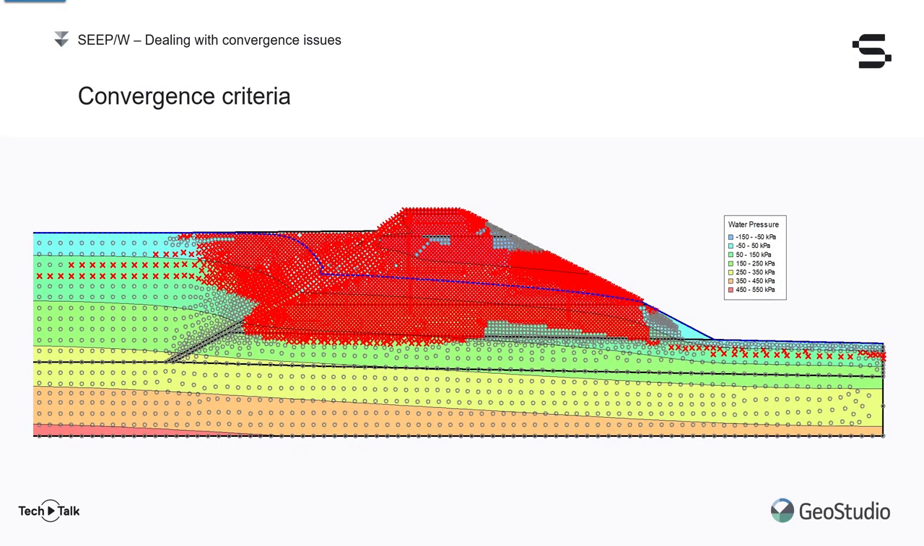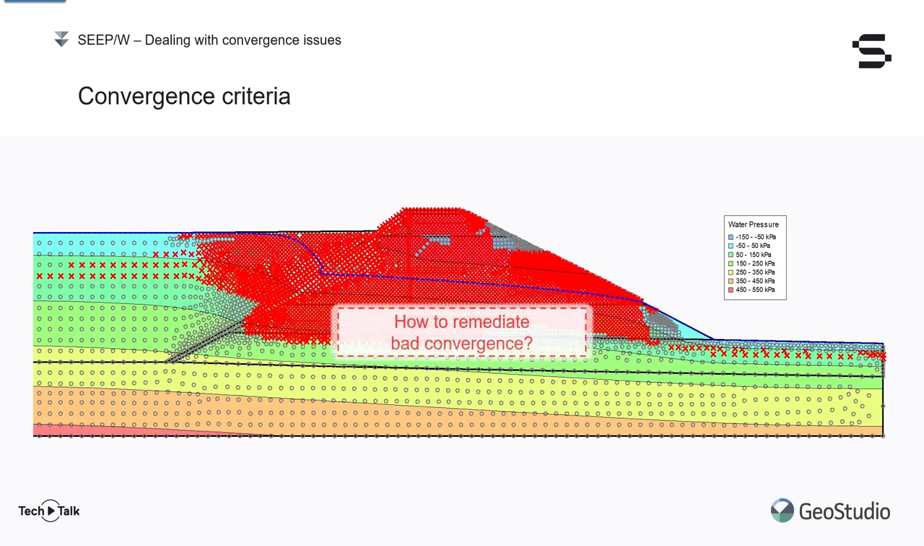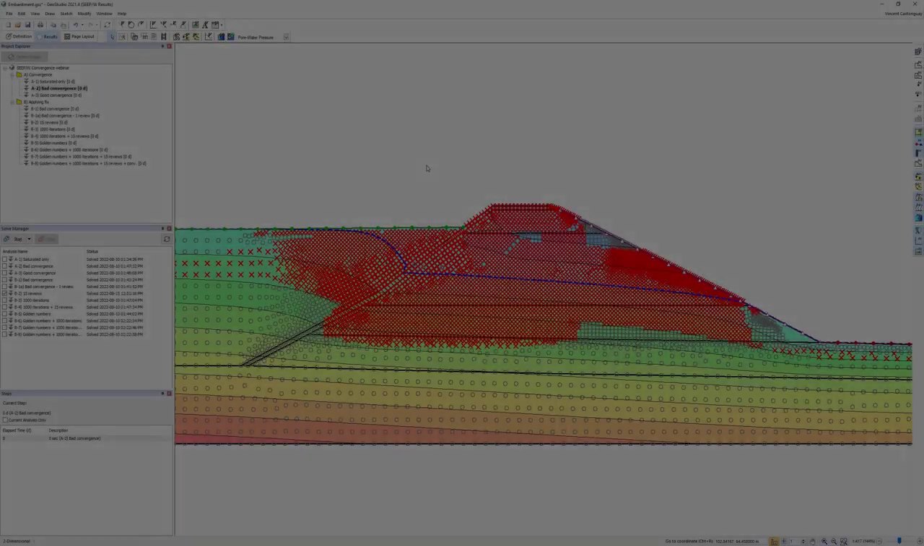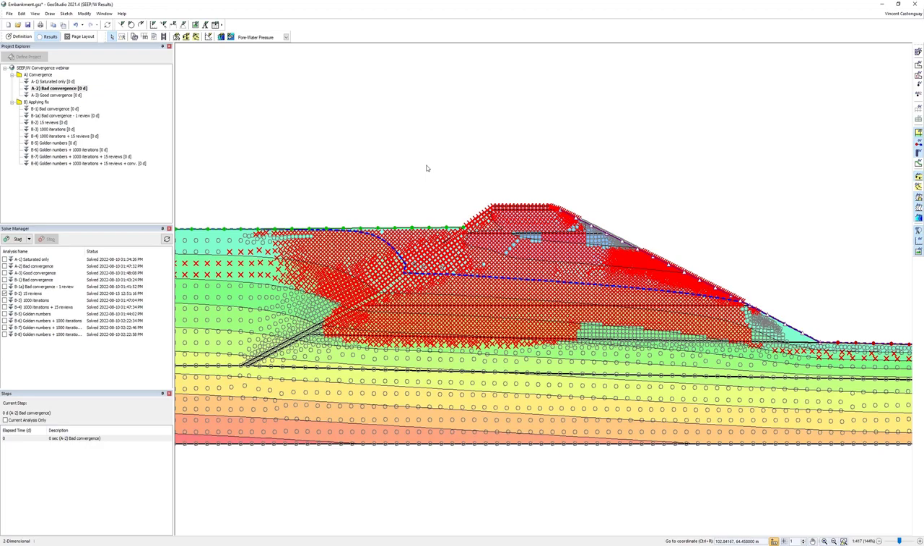Coming back to the results from our tailings dam analysis, we undoubtedly have important convergence issues that need to be resolved before we can accept the results of our analysis. The rest of this webinar will focus on how to remediate bad convergence using the tools available in SeepW. Let us now get back into GeoStudio to see what we can do about our convergence issue.